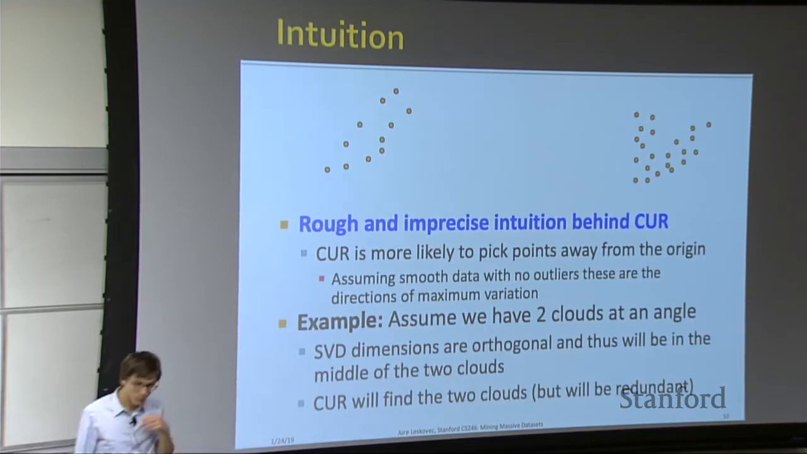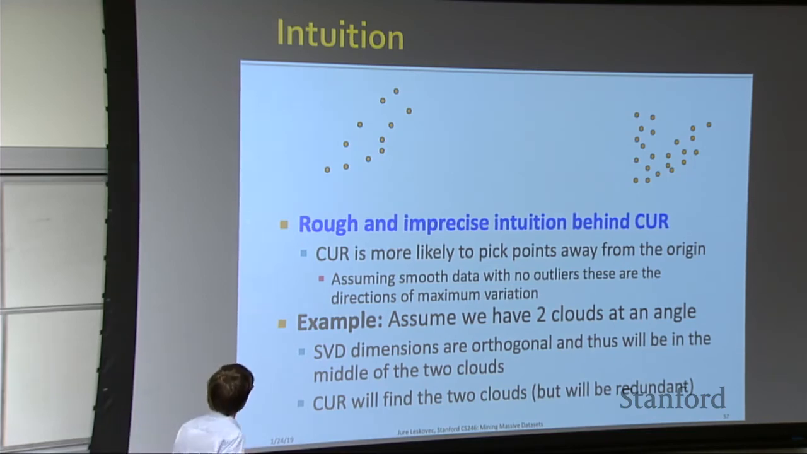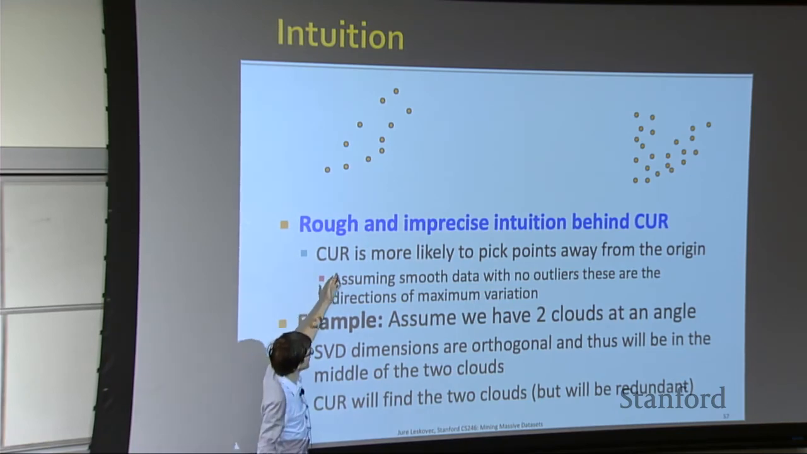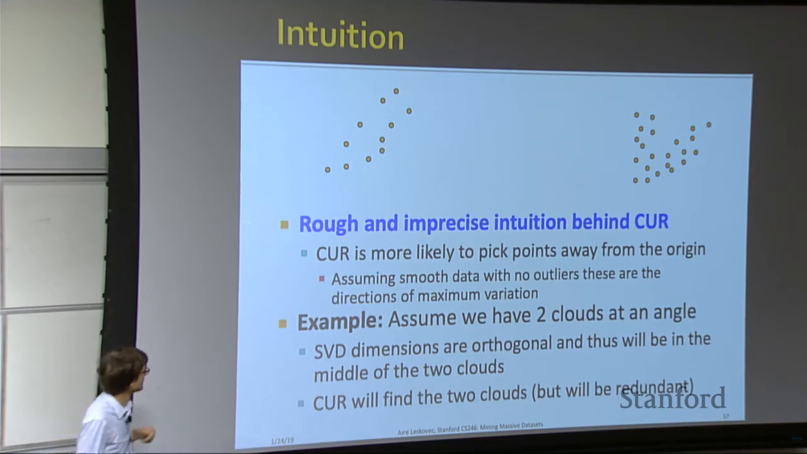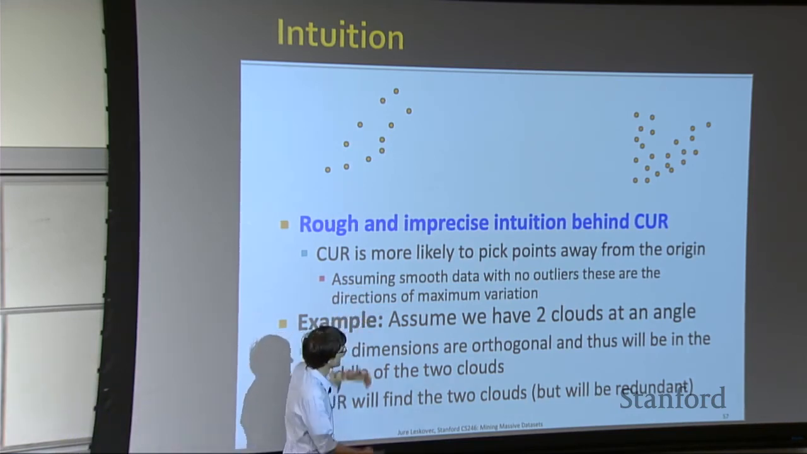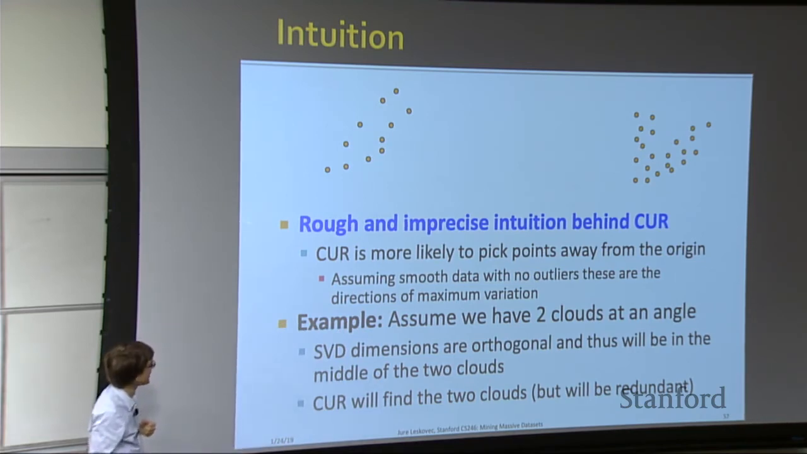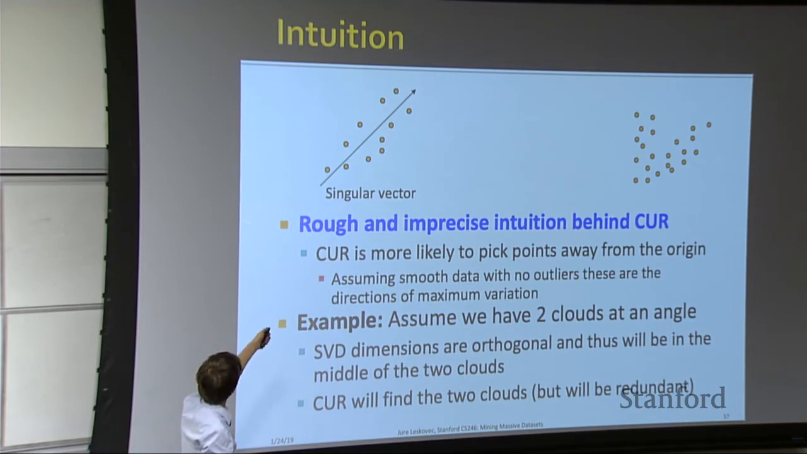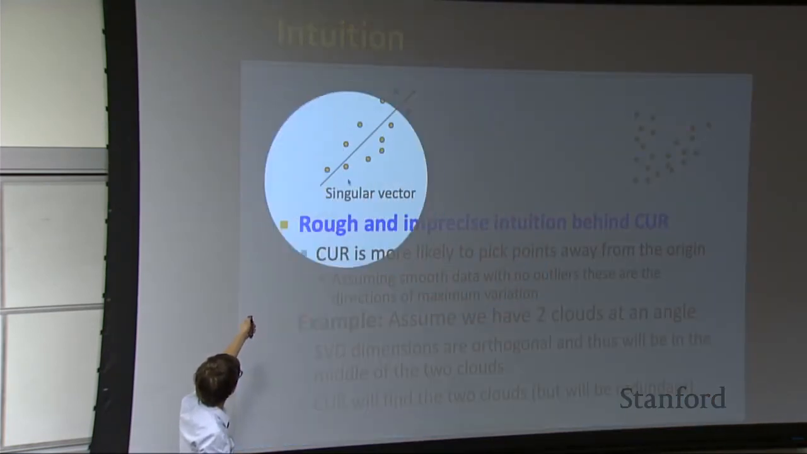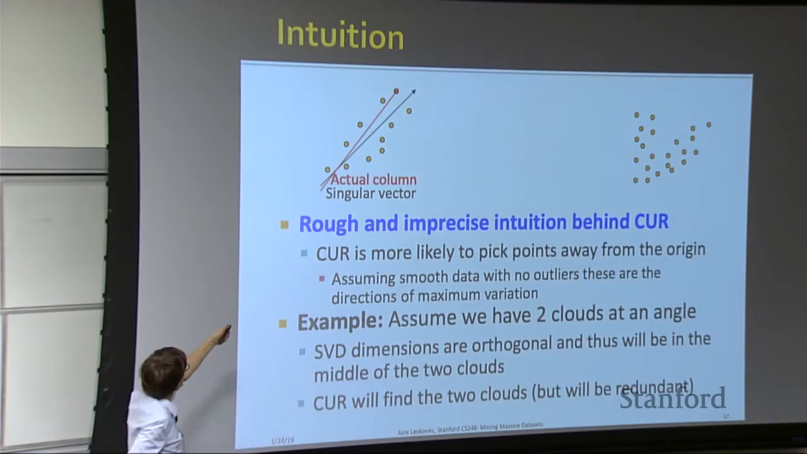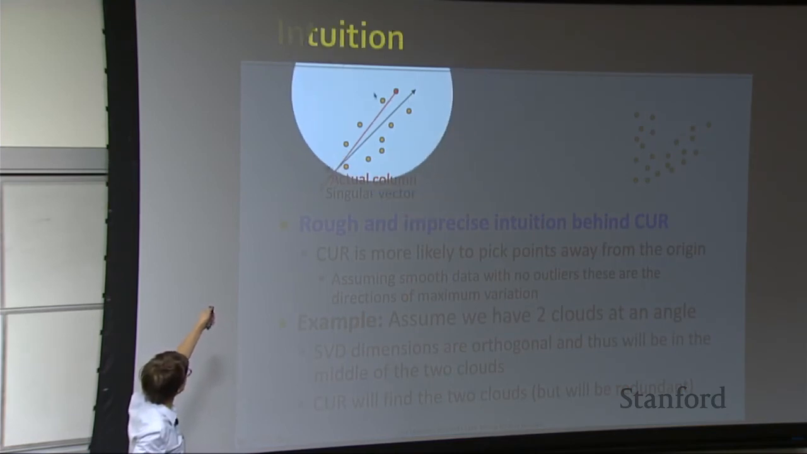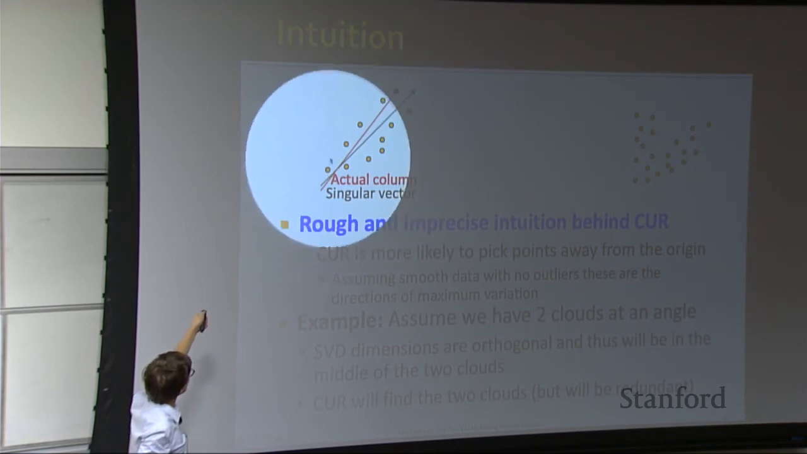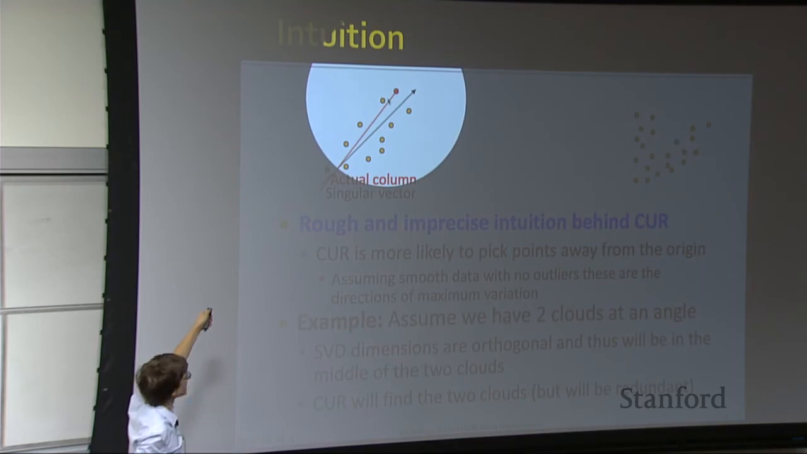Okay? And what is the rough intuition for why we want to do this, right? Our rough and imprecise intuition for why we want to sample columns with high Frobenius norm is that CUR is more likely to pick points that are far away from the coordinate origin, right? So if we assume smooth data and no outliers, these are the dimensions of maximum variation, right? So if I think of a singular vector, if I have data like that, then I'm more likely to pick, in this case, data points that are farther away that have high Frobenius norm. So I'm more likely to pick one of these three data points. So my CUR singular vector will be how this red vector is, right?